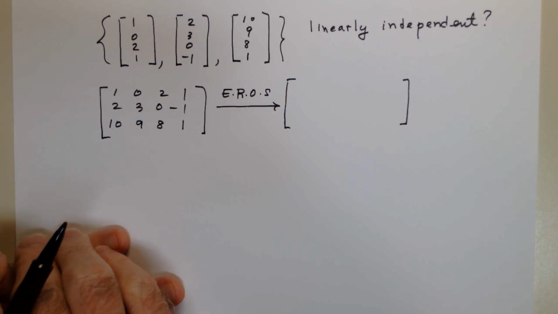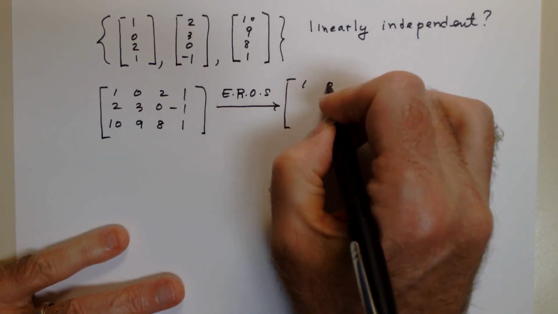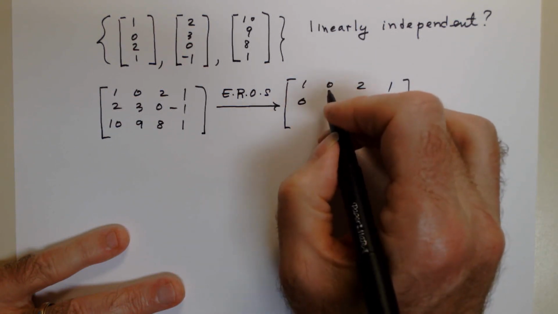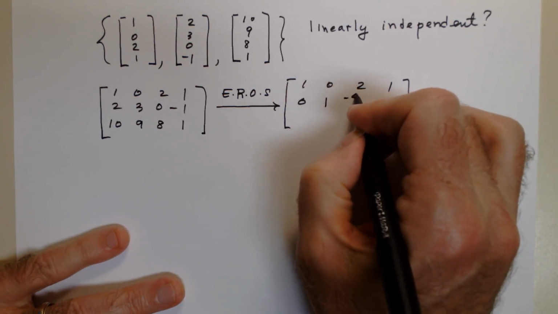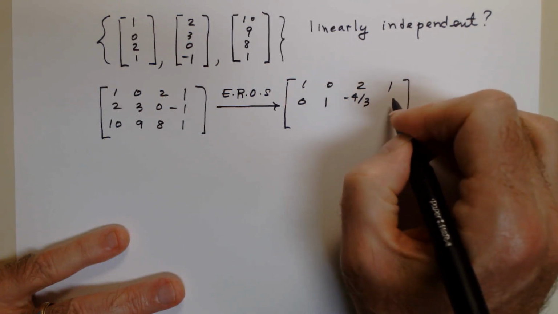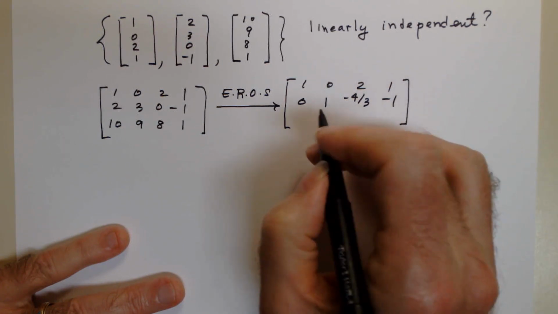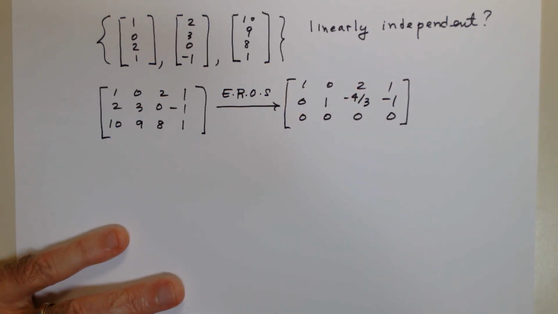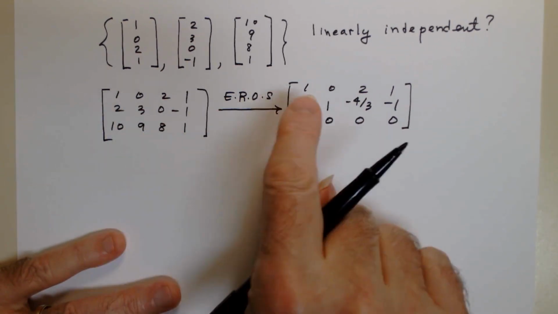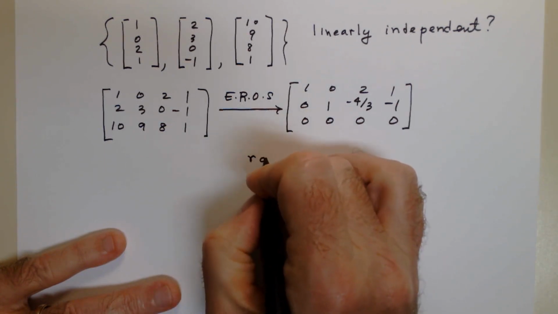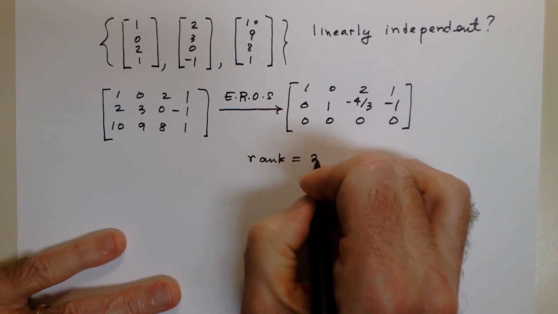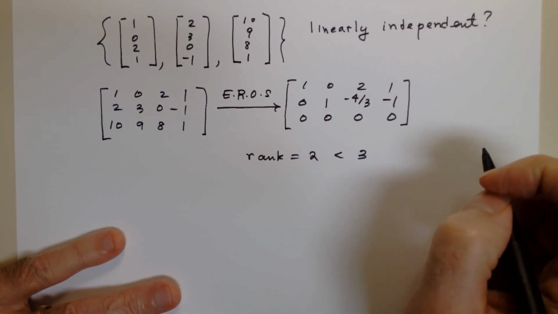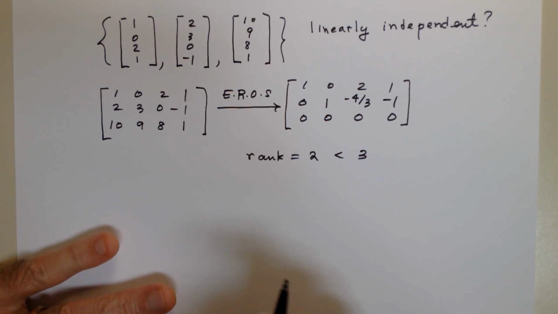echelon form is we're going to get a first row of 1, 0, 2, 1. Our second row will be 0, 1, -4/3, and -1. And then the final row will be 0, 0, 0, 0. Okay? So the rank here is 2, which is strictly less than the number of rows, which is 3. And that means that the collection, in fact, is dependent.